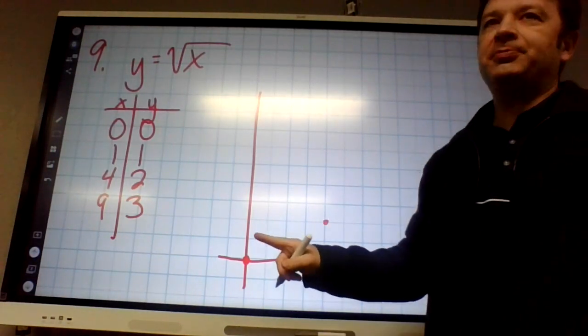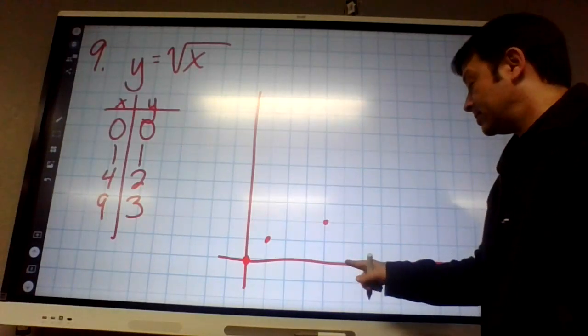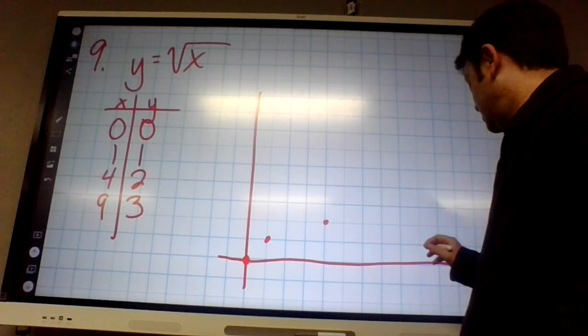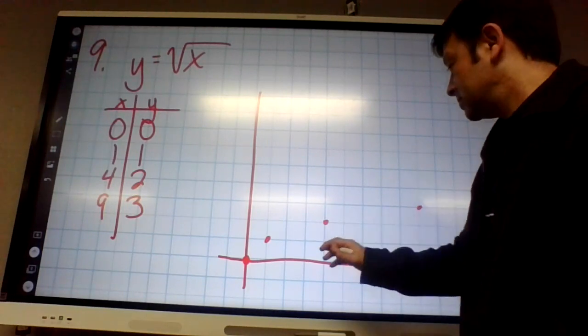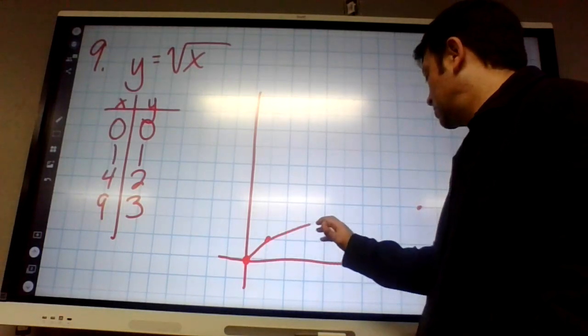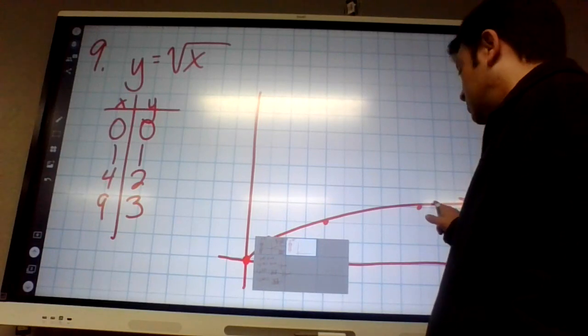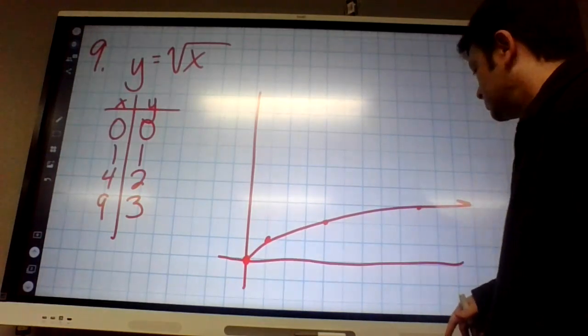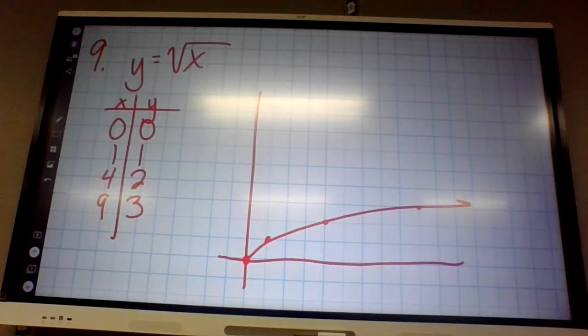You can do the decimals if you want to, it's just harder to make it look good. Let's see, 5, 6, 7, 8, 9. Missed a little bit. How many do you want us to do? Let's do 4 like this. 0, 1, 4, 9.